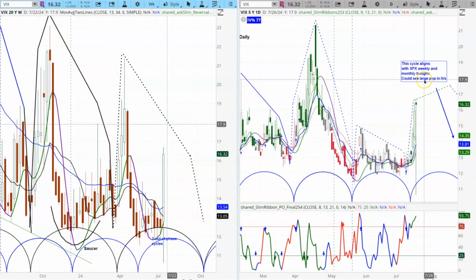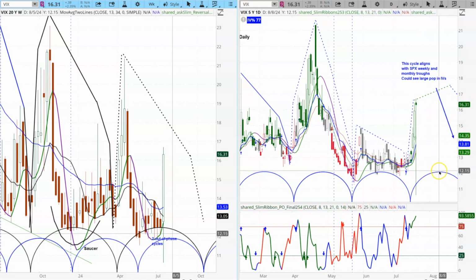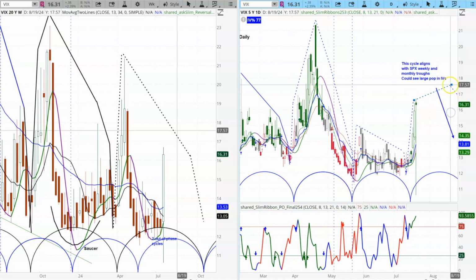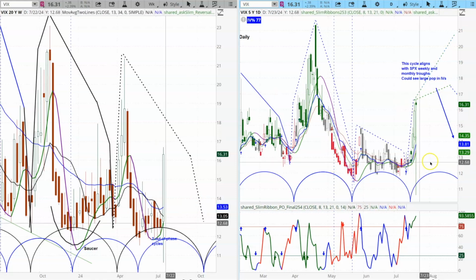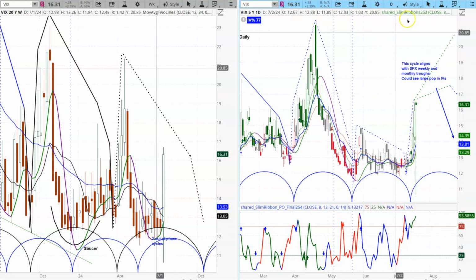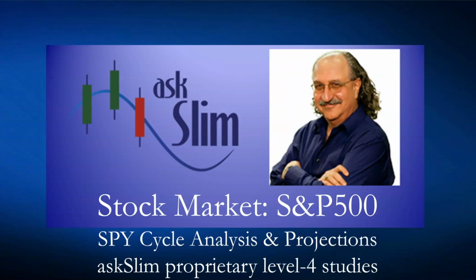Look at the perfect cycle right in here, and then where we got this pop. This cycle aligns with the S&P 500 weekly and monthly troughs. And I said we could see a large pop in IVs. Well, we're getting that, as you can see, as it moved up here to 16. This cycle right in here over this next couple of weeks, and you can see where it's pointing to, well, it could stop here at the 16, 17 level, or it could get much higher right in here. So the next 2 weeks are a time frame when implied volatility should go up. This was targeted by our analysis, and it really turned out to be quite perfect. So that's a look at the VIX.